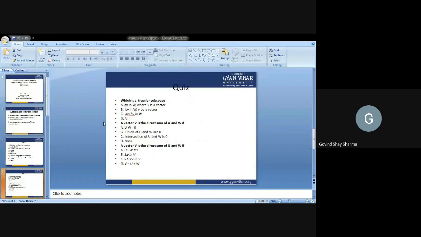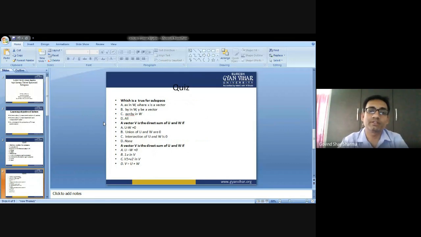Now, which is true for a subspace? Alpha x in W, where x is a vector, means alpha W1 belongs to W, beta y in W. A scalar with vector multiplication is in W, and alpha x plus beta y is in W. So three options are right: alpha x belongs to W, beta y belongs to W, alpha x plus beta y belongs to W. So all the given options are right.